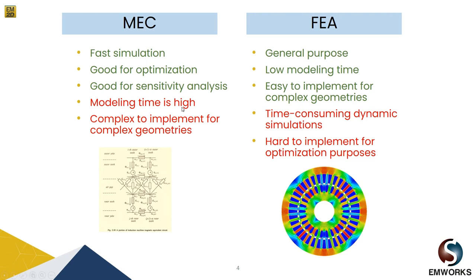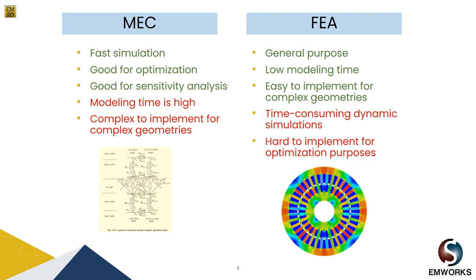The modeling time is high, right? As I explained in the previous slide, for each motor type, you have to develop its corresponding circuit, right? So the modeling time is high, and when you change the geometry of the rotor or a stator lamination, you should modify the equivalent circuit, right? Another disadvantage of the magnetic equivalent circuit method is its complexity of implementation for complex geometries, right?